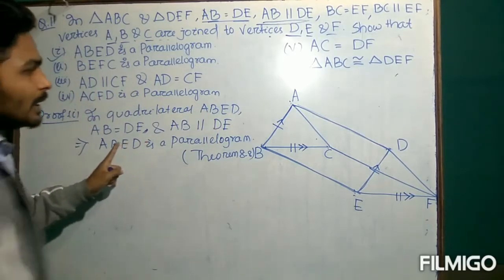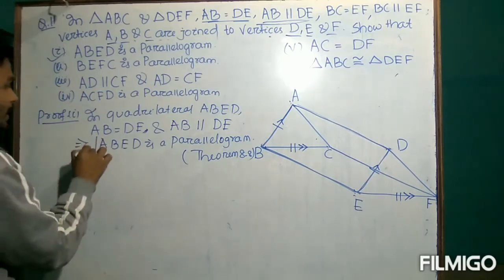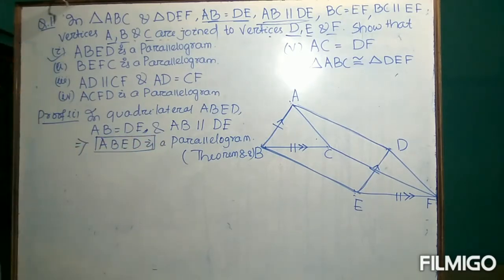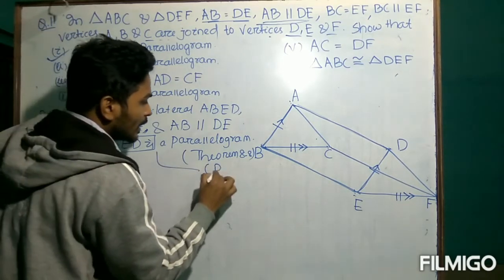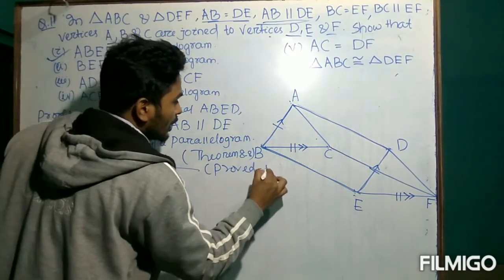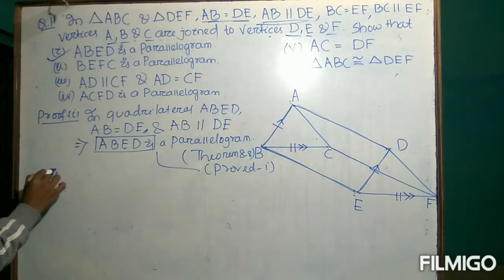Clear? Now it is proved that ABED is a parallelogram. We have proved it. Is it clear? And this is the proof of the first statement. You can write proved of first statement. Clear? Now moving to the proof of the second statement.